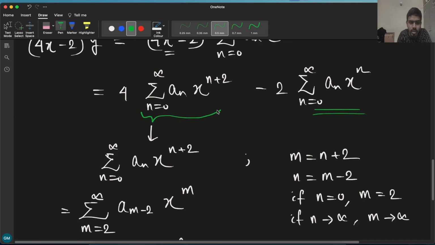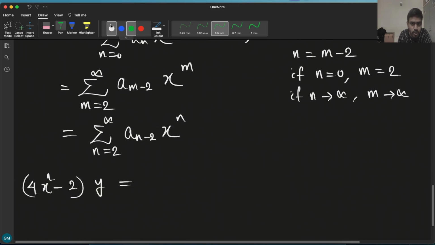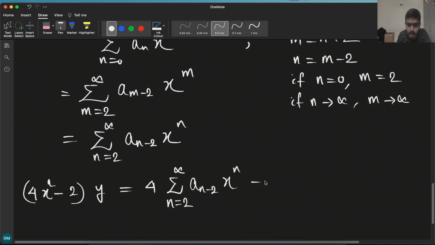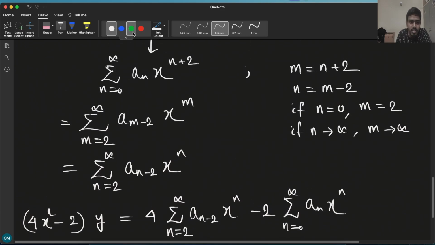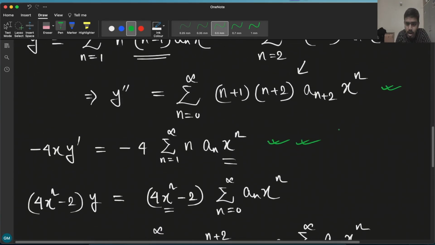only this part we have written here, so there will be 4 multiplied with it, so it will be 4 times sum n equals 2 to infinity a_{n minus 2} x to the power n. Good. And then the other term, which is minus 2 sum over n equals 0 to infinity a_n x to the power n. So these are the 3 terms of the differential equation, so let's put them together.